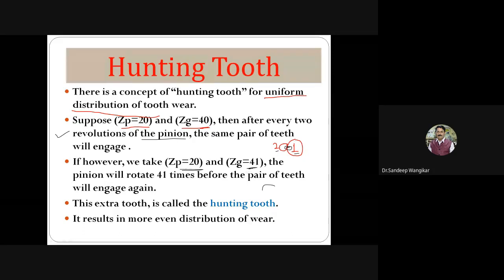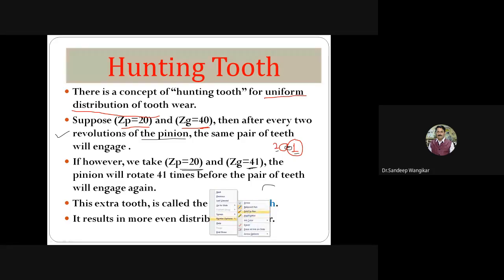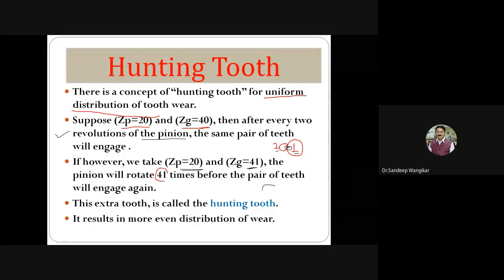Now, the pinion and the gear, even after 2 revolutions, the same pair of teeth will not engage. The pinion has to rotate 41 times, 41 revolutions, for engaging the same pair of teeth. Very important, for engaging the same pair of teeth. And this concept gives you the idea of the hunting tooth. So that 1 additional tooth, the extra tooth provided, is called the hunting tooth.